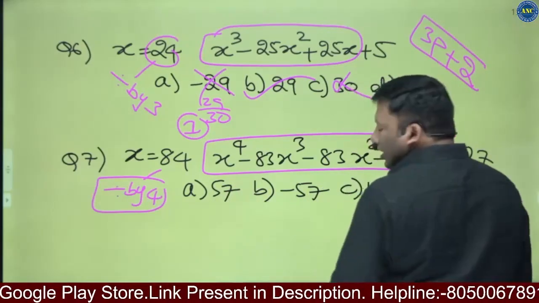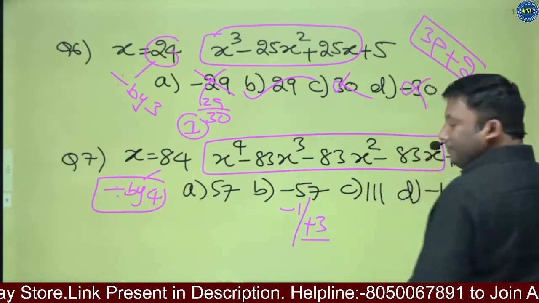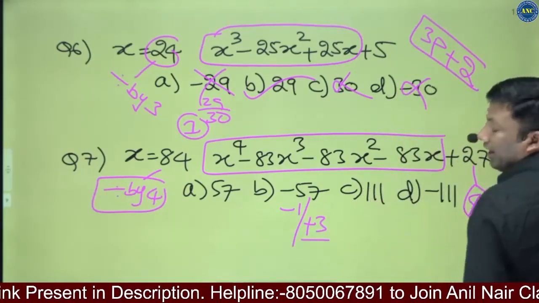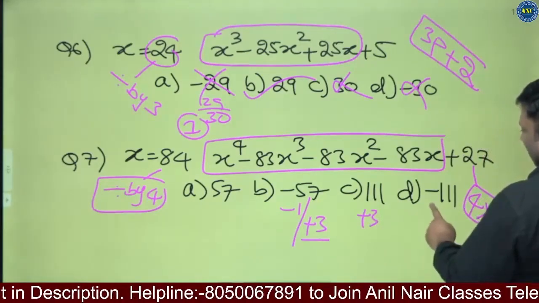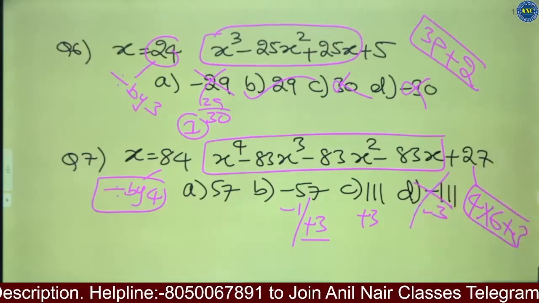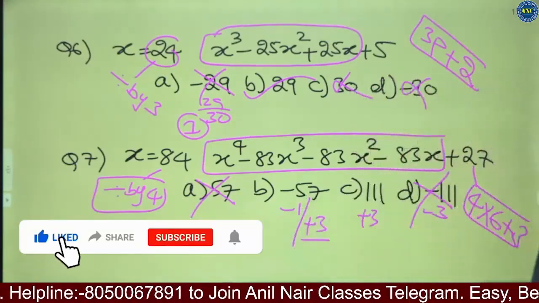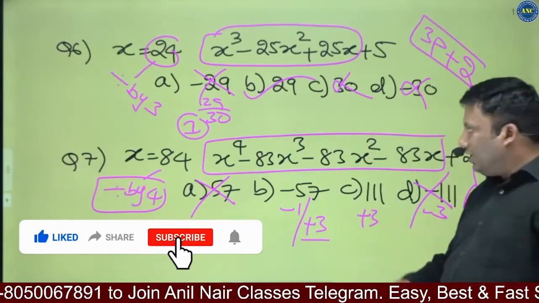So 57: 4 14s are 56, minus 1 means it is plus 3. 4 2s are 28, 31 also plus 3. That means minus 3. These are not possible. These also are not possible. Are you all with me? 57 not possible. Minus 111 not possible. We are left with these two.